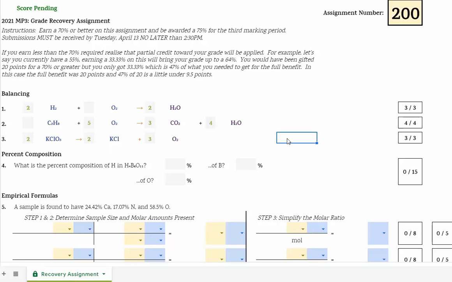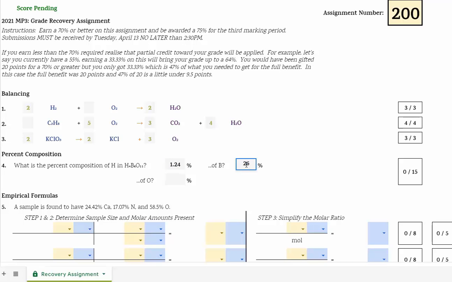After that, there's a percent composition problem. Each percentage is worth 5 points because of the amount of work to do part over whole times 100%. For this one, my example, I have H4B6O11. I accidentally did the wrong number of hydrogens. Since hydrogen is the smallest molar mass, any little change is going to be quite significant.